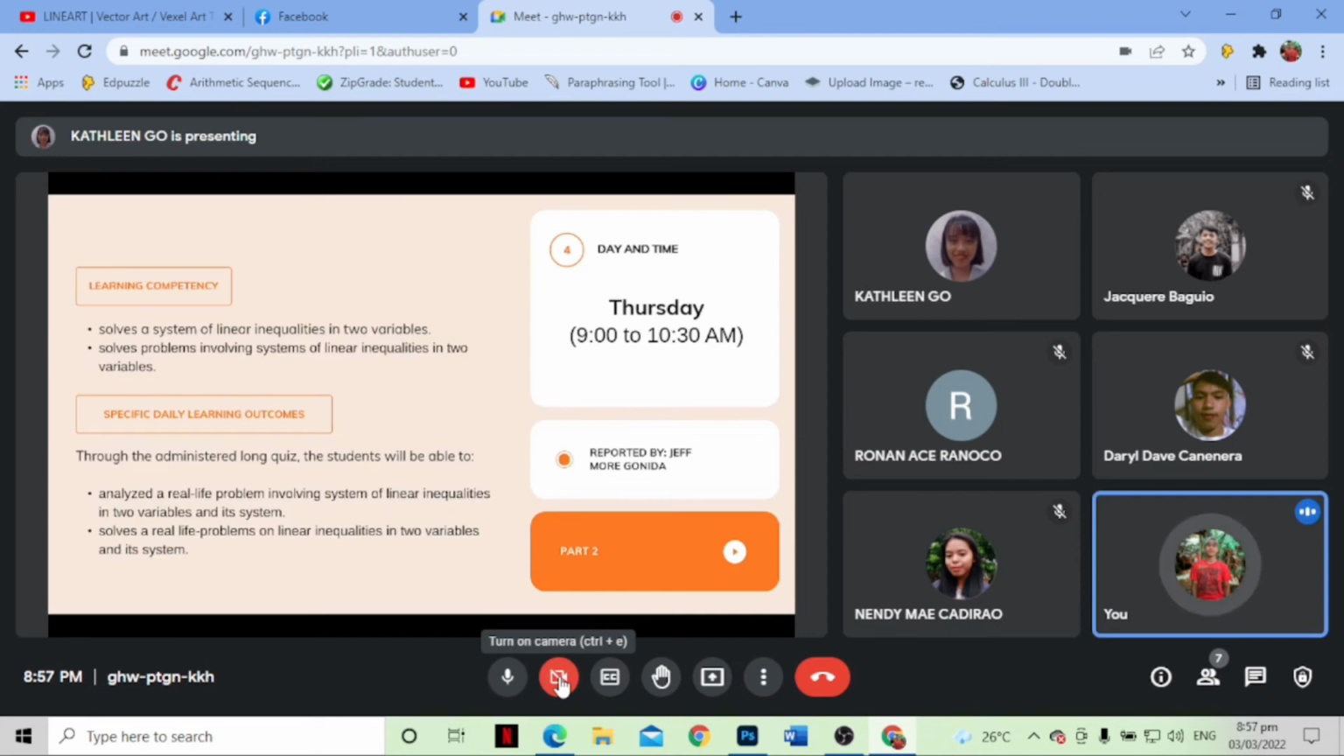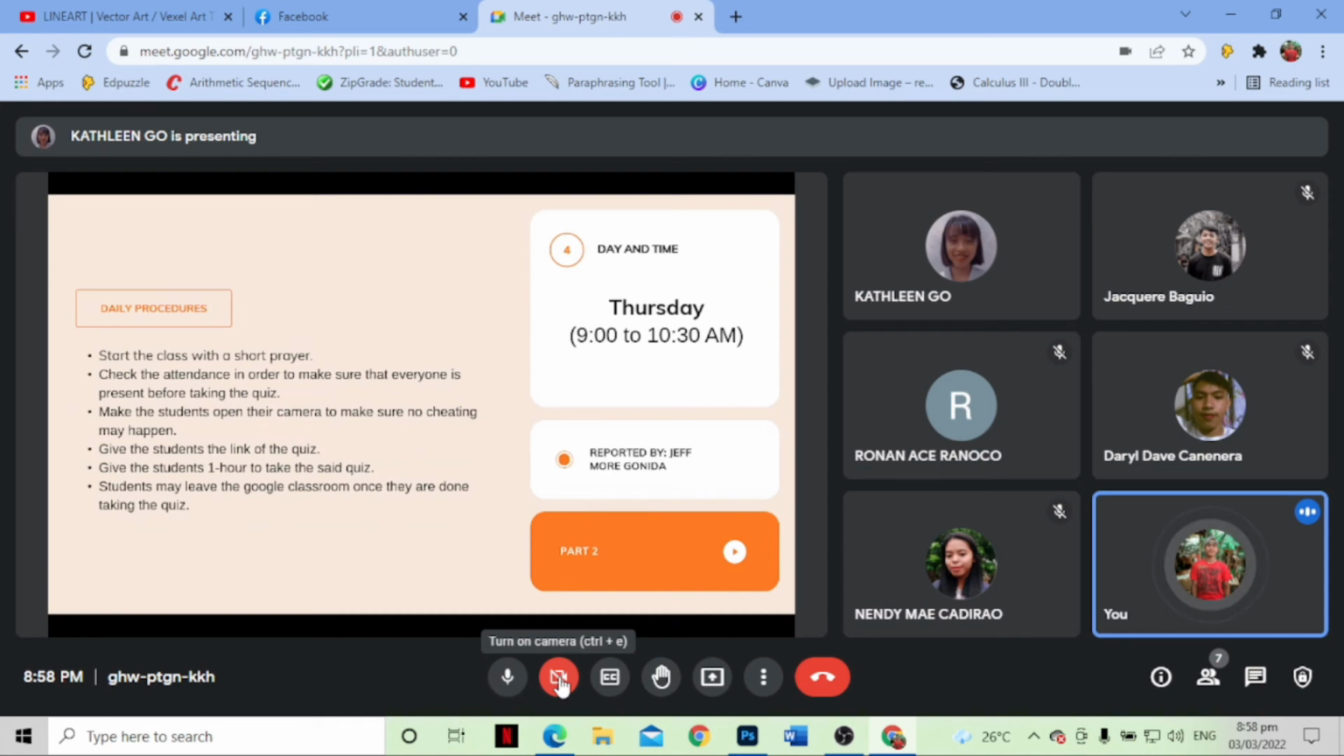For the Thursday schedule, the learning competencies are as follows. The students will solve a system of linear inequalities in two variables and solve problems involving system of linear inequalities in two variables. The specific daily learning outcomes: through the administered long quiz, the students will be able to analyze a real-life problem involving system of linear inequalities in two variables and its system, and solve real-life problems on linear inequalities in two variables and its system.